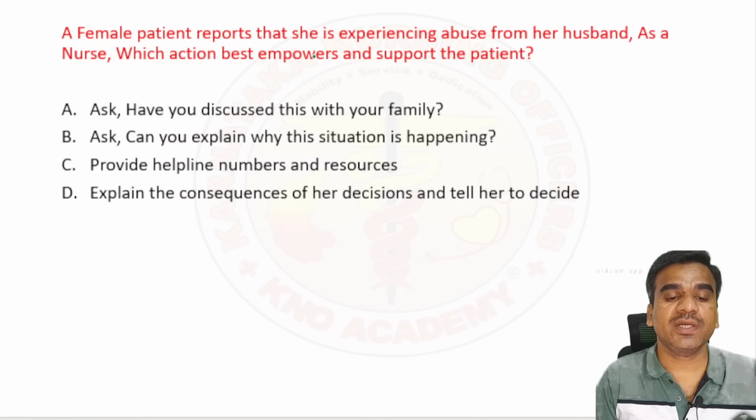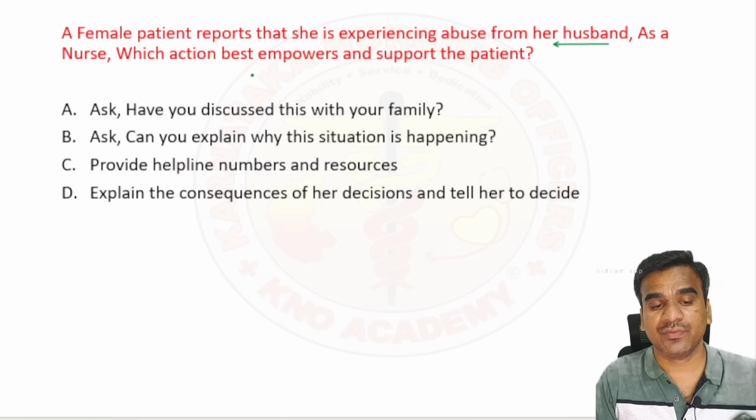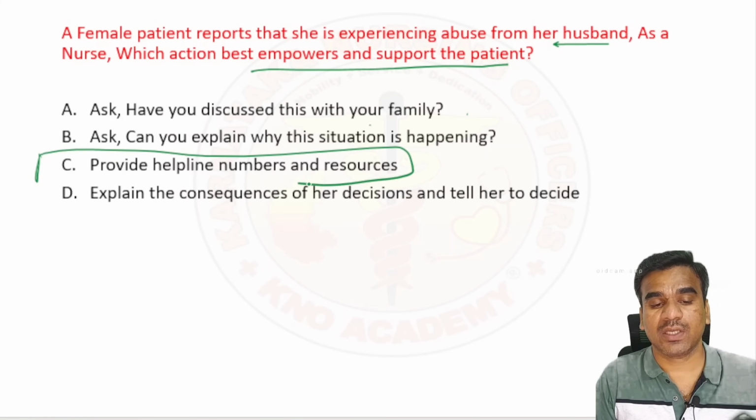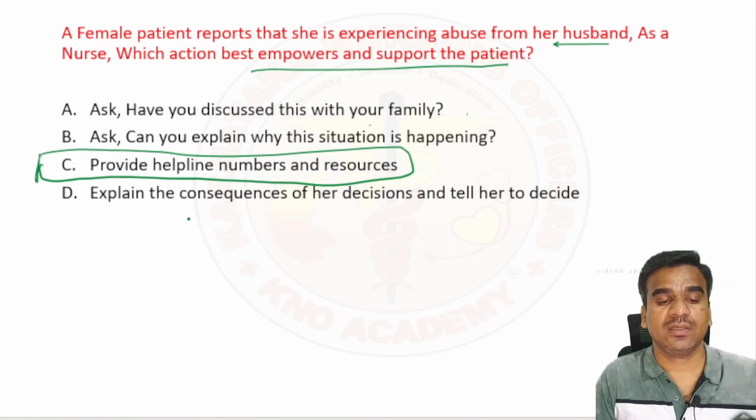And a female patient reports that she is experiencing abuse from her husband. Okay, as a nurse, which action best empowers and supports the patient? Option A, ask, have you discussed with your family? Okay, and ask, can you explain why the situation is happening? And provide the helpline number, that is the woman helpline number, and this is the right answer. Okay, this is the right answer. And next, option D, explain the consequences, this is no.